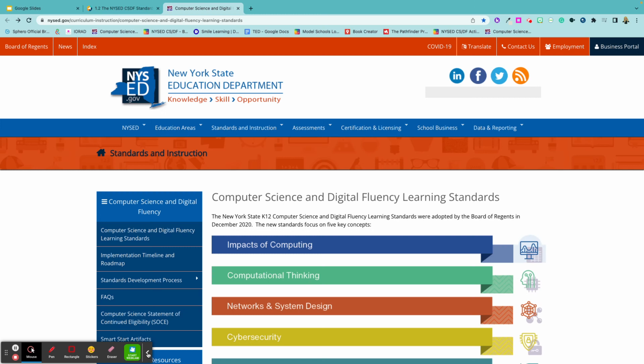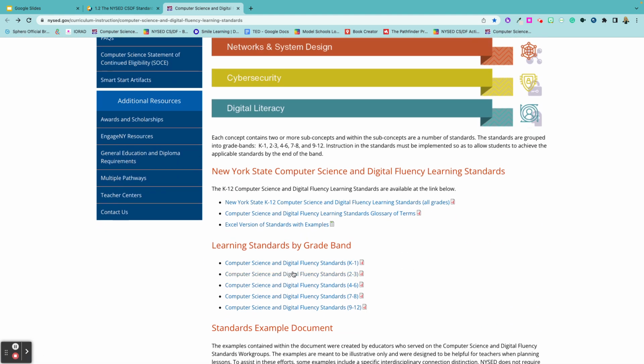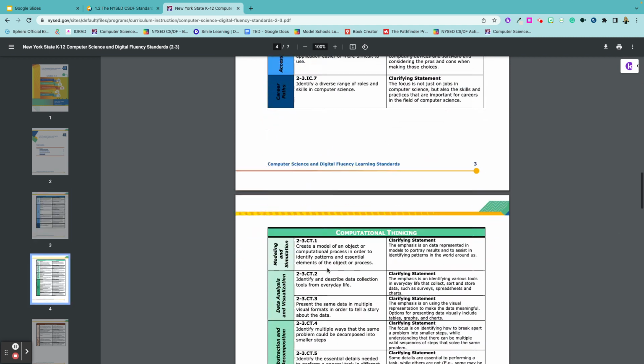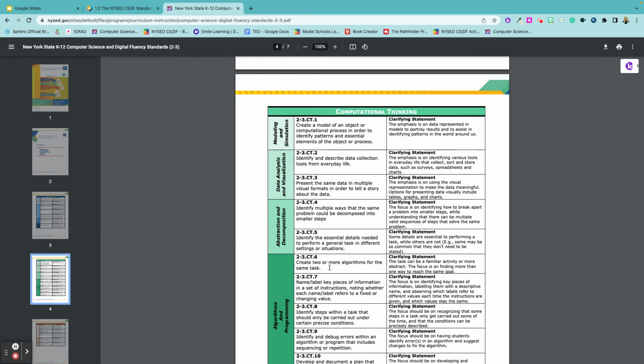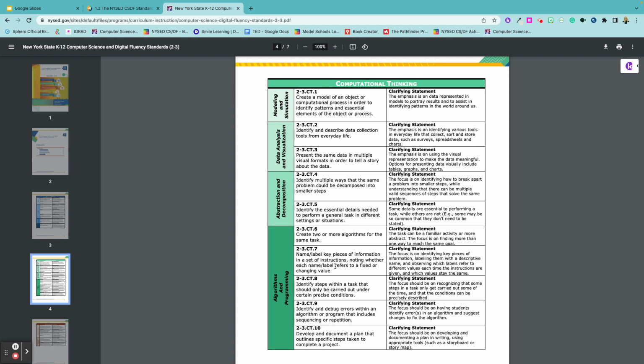So we're back on the New York State Education Department website for the Computer Science and Digital Fluency Standards. Here we are going to again go down to the grade band for Computer Science and Digital Fluency Standards, grades 2 and 3. We're going to scroll down till we get to page 4 that's going to go through the computational thinking strand. This is the largest of all the strands. You can see that there are 10 standards within this concept area, broken down into 4 sub-concept areas.